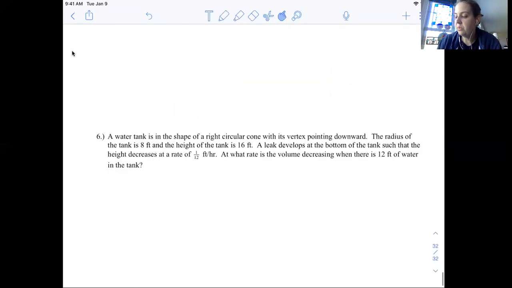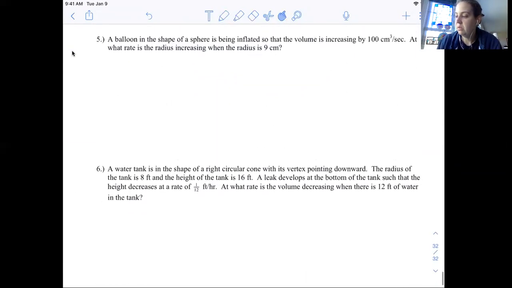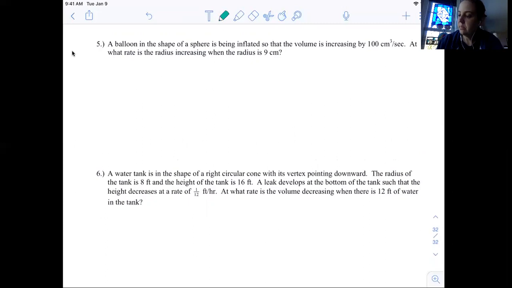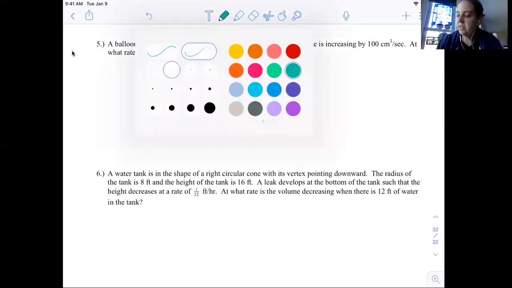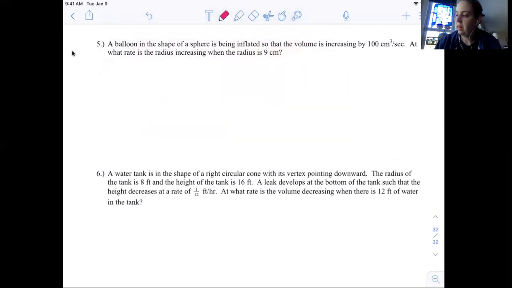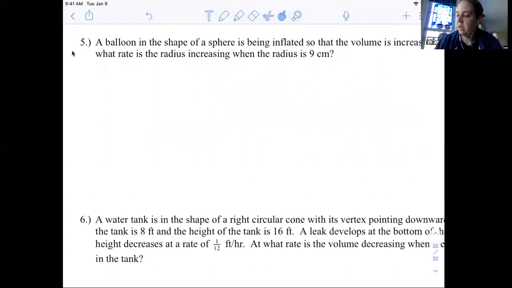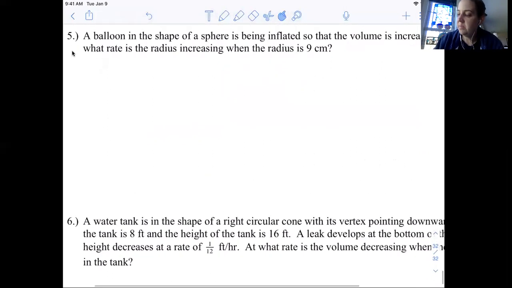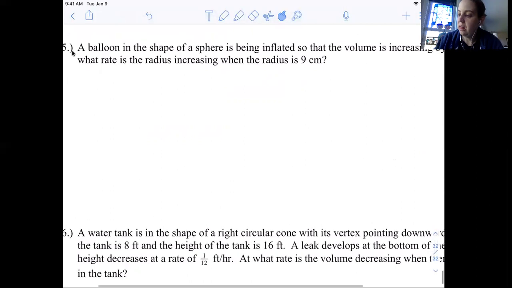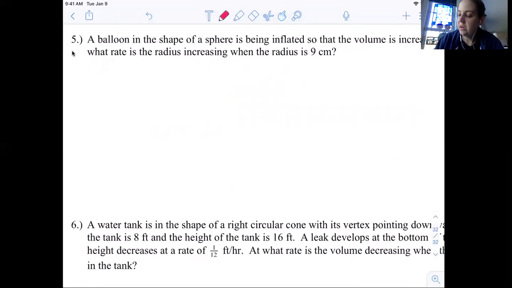Number 5, here's a balloon. This is almost like the problem we just did. That would be good practice. See if I can zoom in a little bit. The balloon in the shape of a sphere is being inflated. So here's my circle.